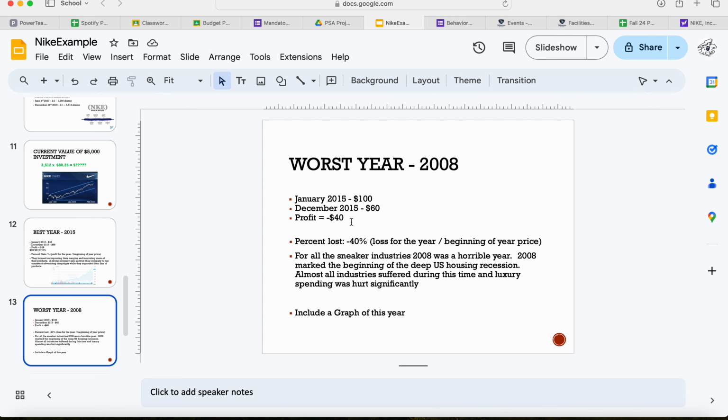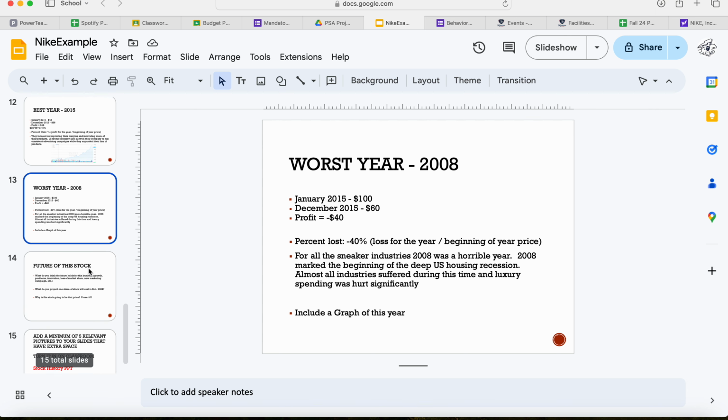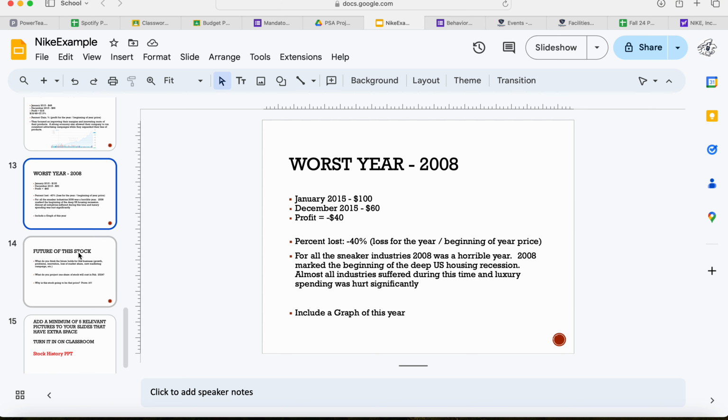And you'll calculate it the exact same way, but this will be a negative number most likely. A lot of this is going to be based on the economy. So maybe 2020 with the pandemic was a bad year. Maybe 2008 with the housing recession was a bad year. Maybe there was a correction in the market. Maybe it was interest rates. Maybe it was whatever, manufacturing issues, trade embargoes, whatever that might be. All right, so that's worst year, and you get to pick that.